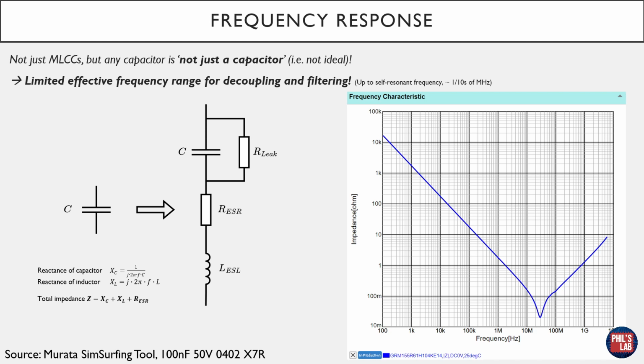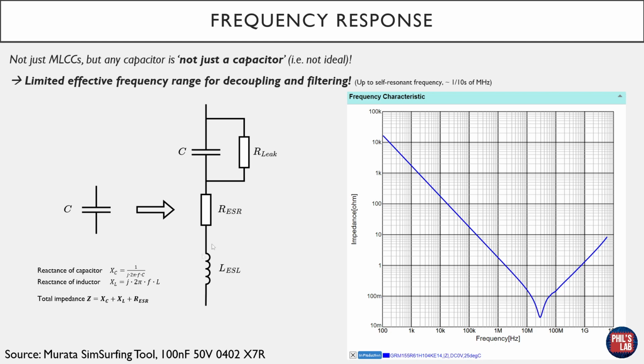The problem with this non-ideal circuit, the one we have more in the real world, is that we have a limited effective frequency range for decoupling and filtering. If we plot the impedance profile of this equivalent circuit, so with a capacitance, series resistance, and series inductance, if we plot this impedance versus frequency, we see the plot on the right-hand side, and this is a very typical V-shaped plot. Below a certain frequency, we have a decreasing impedance characteristic, what we would expect from an ideal capacitor. As we increase frequency, the impedance, or the reactance of that capacitor, decreases.